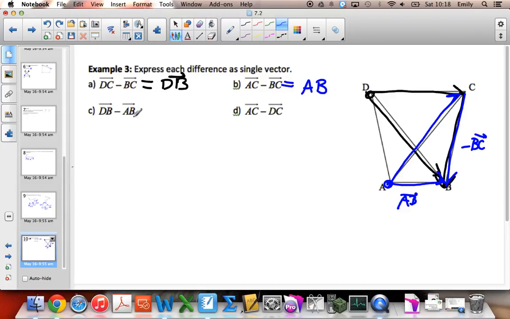Okay, DB minus AB. Let's do this one in purple. DB, whoa, that's a very not straight line. Let's try that again. DB, and then AB is this way, minus AB comes this way. My resultant is DA.